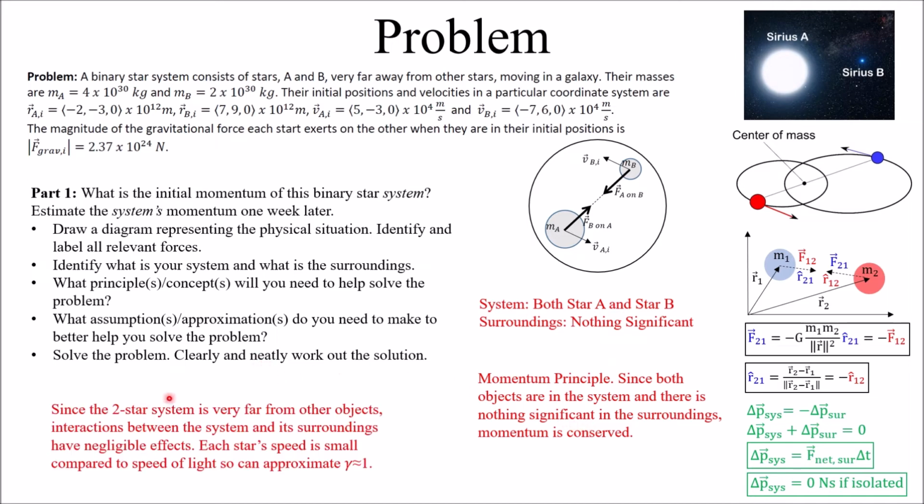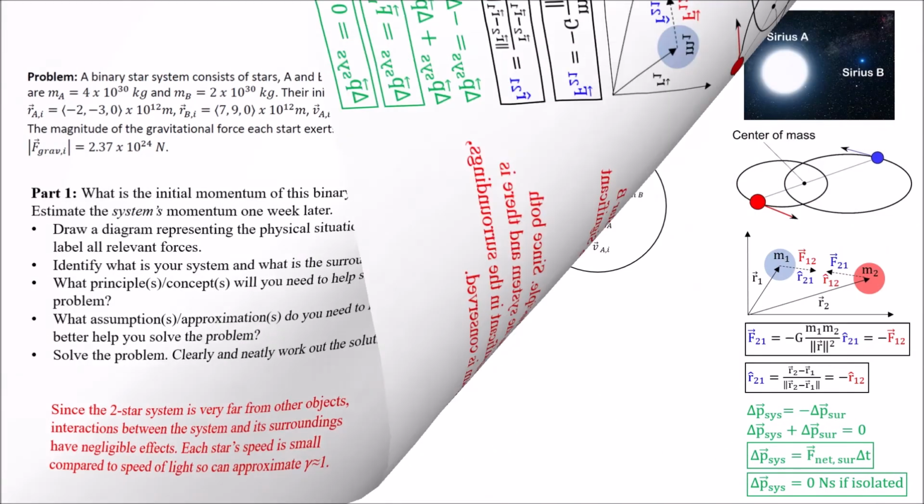Since this two-star system is far away from other objects, we can neglect those effects for simplicity. We can also assume that the speeds are pretty small, so we can approximate that gamma is about 1, which means there are no relativistic effects. It's very, very slow compared to the speed of light.